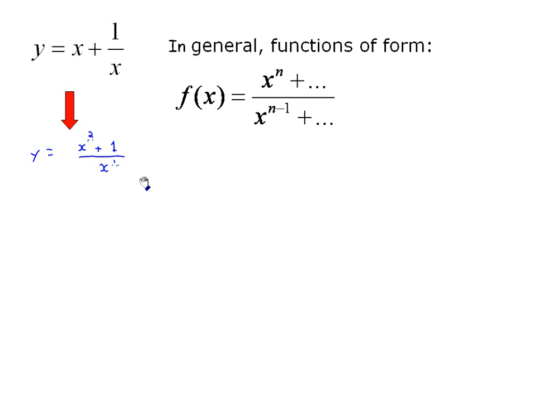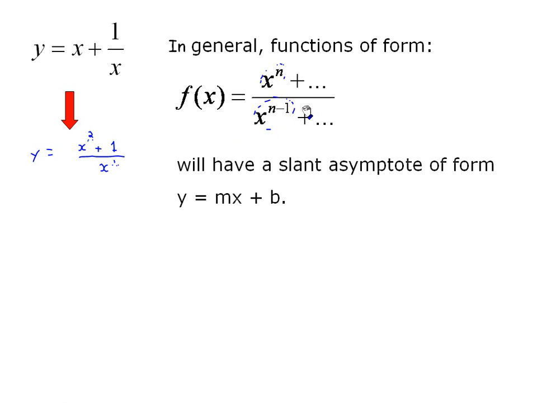So in general, for any function where the leading exponent on top is x to the n, and the leading exponent on the denominator is x to the n minus 1, that is 1 less, we'll have a slant asymptote of the form y is equal to mx plus b.